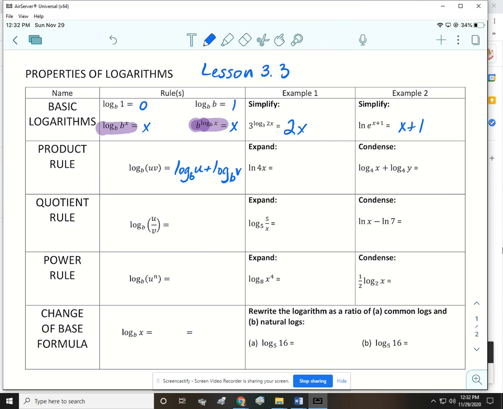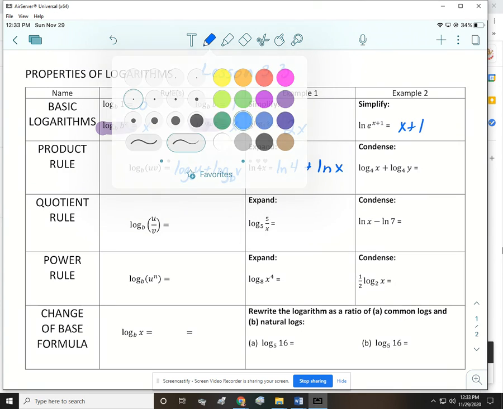All right, so for example, we have the natural log of 4x. So it is a product, 4 times x. So that would be the natural log of 4 plus the natural log of x. All right, now we're going to wait on the condensing parts of this chart for tomorrow. So we're just going to do the expanding today. Okay, so now let's look at the next one.